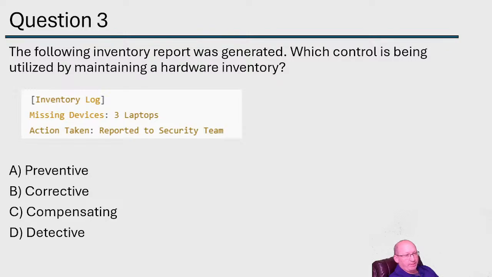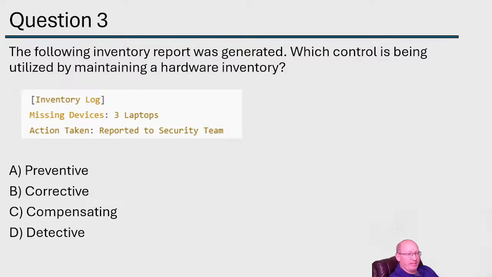Prevention, of course, being to prevent something from occurring, to prevent an action. In this case, we're not really seeing that, right? Corrective control, that means something happened and we fixed it. We corrected the problem. In this case, we have 3 missing devices, action taken, reported to the security team. Does reporting it to the security team correct the problem? Does it? Well, that's a maybe. It might.